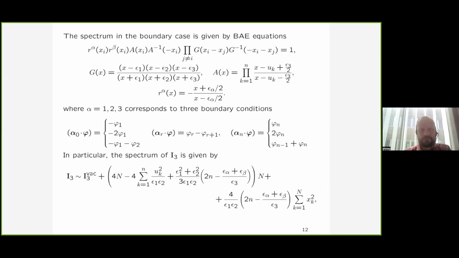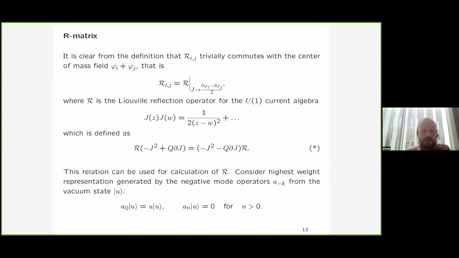Okay, now I skip all these things and just remind you that in fact our R matrix essentially depends only on the difference of these two bosonic fields. You can easily see that the RTT relation implies that the R matrix commutes with the center of mass. So d phi i plus d phi j divided by 2 commutes with the R matrix. Physically it just means that the R matrix is an operator depending only on J, which is by definition one half of the difference. And then the defining relation is just this.